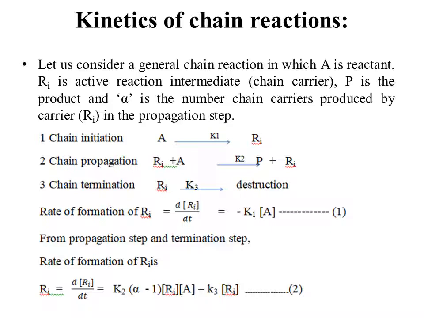From the propagation and the termination steps, the last two steps, step number 2 and step number 3, we can write the rate of formation of Ri, that is dRi over dt, equal to K2 into alpha minus 1 into concentration of Ri into concentration of A, minus K3 into concentration of Ri.